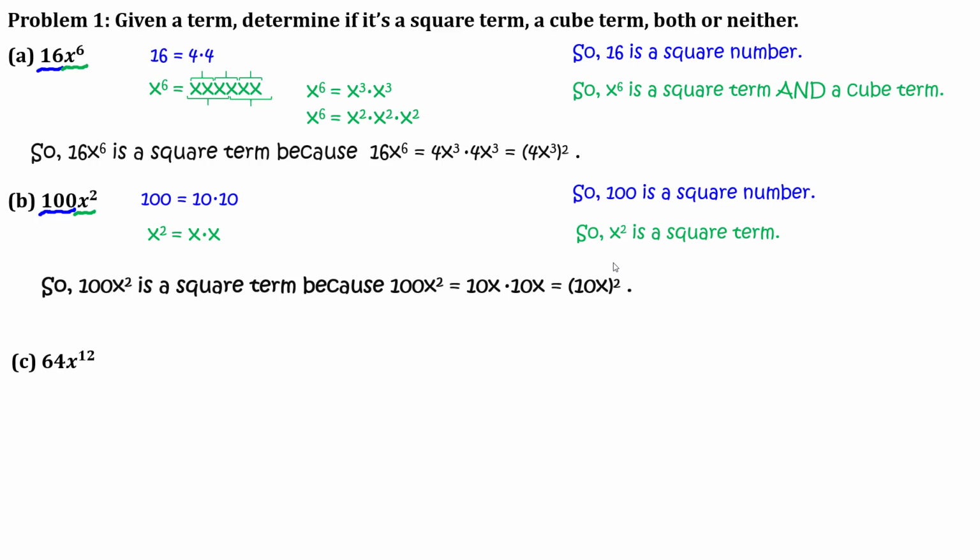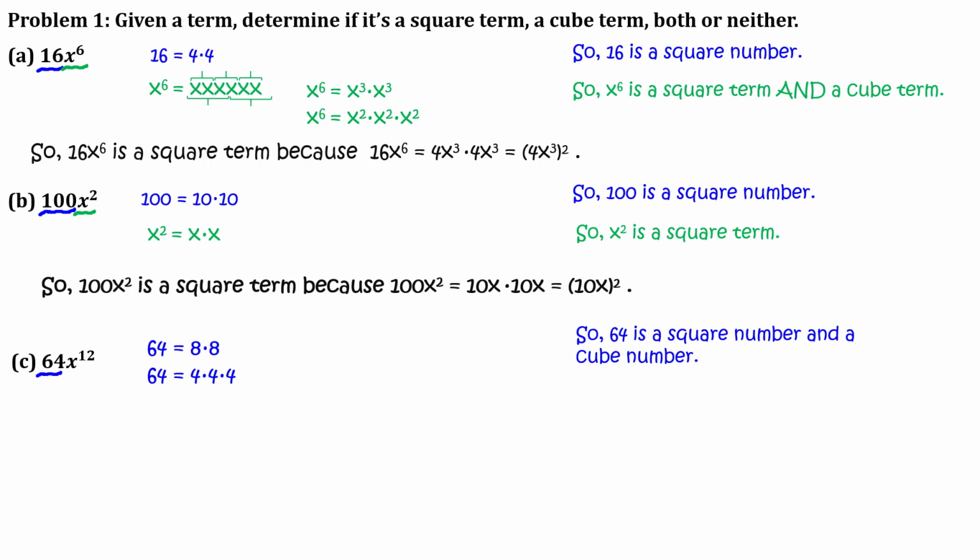Now 64x to the 12th. All right. Is 64 a square number? Yes, it is. 64 can be written as 8 times 8. Is 64 a cube number? Actually, it also is, because 64 can also be written as 4 times 4 times 4, right? So 64 is both a square number and a cube number. All right, we'll keep that in mind when we're looking at the whole thing together.